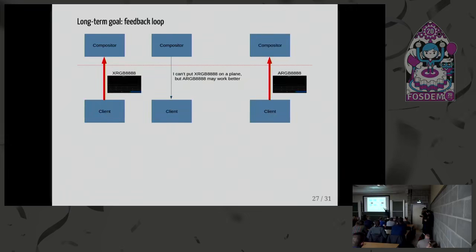So we need a little protocol. I'm working in Wayland, so I'm working on a Wayland protocol to do this. Some kind of feedback loop to say, okay, use ARGB, and the client says, okay, I'm using ARGB now. So yeah, this is work in progress. It's called DMA-BUF hints.